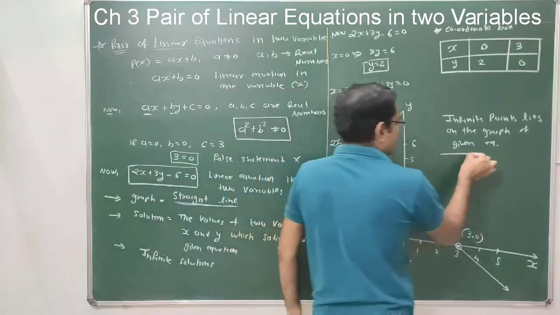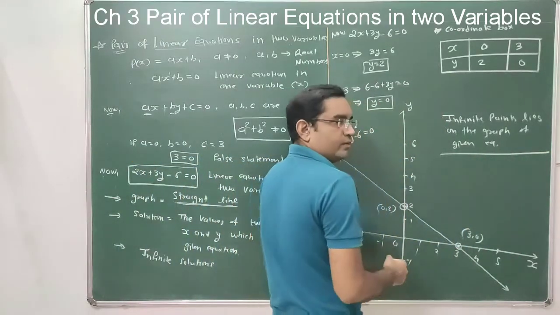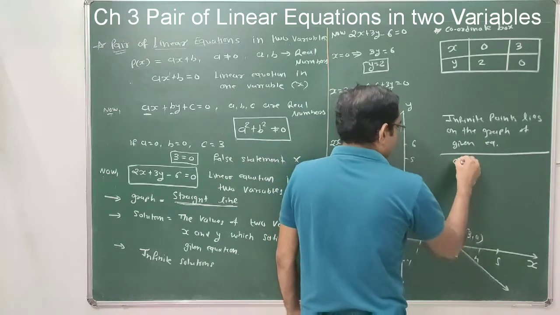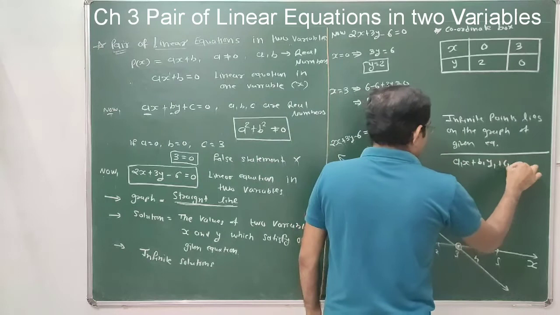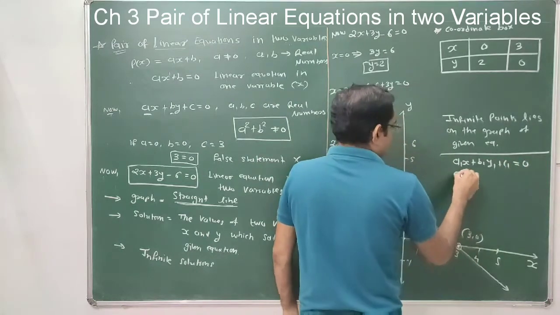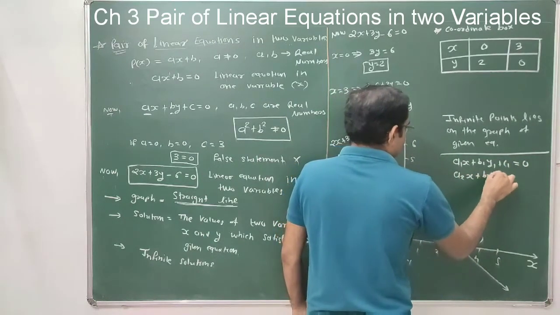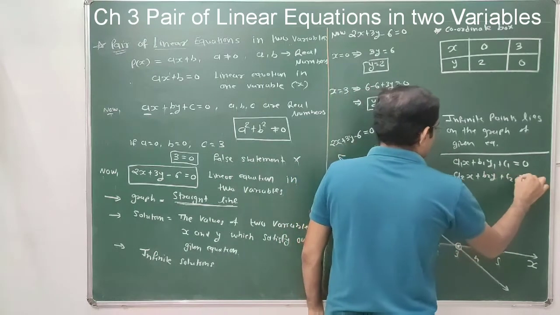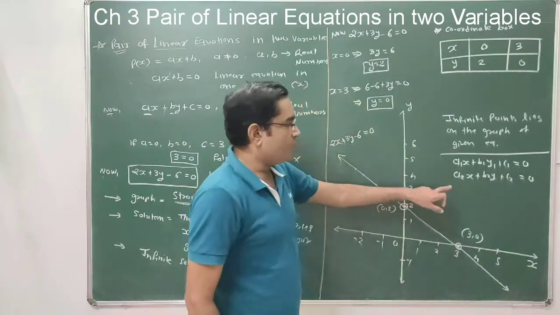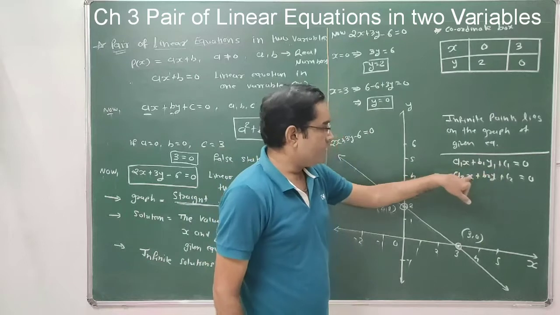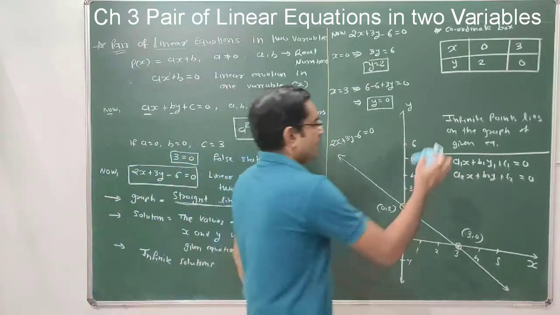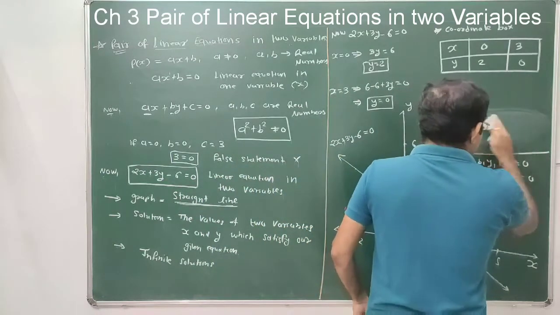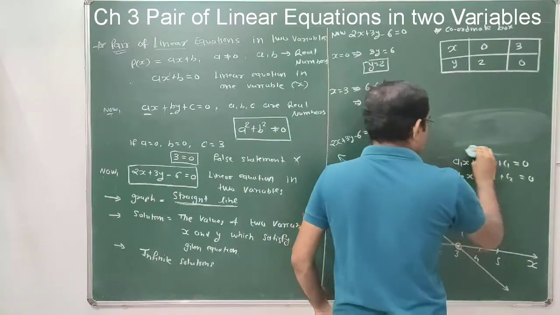So let me write over here. A pair of linear equations in two variables will generally be in the form of a1x plus b1y plus c1 equal to 0, and another equation is a2x plus b2y plus c2 equal to 0. Here I have to mention that a1, b1, c1, a2, b2, c2 are real numbers. Clear? They are real numbers.